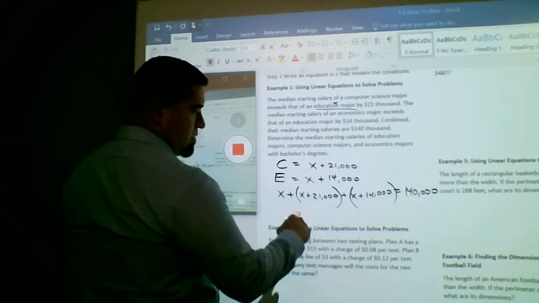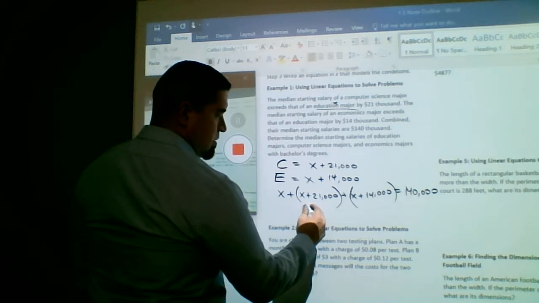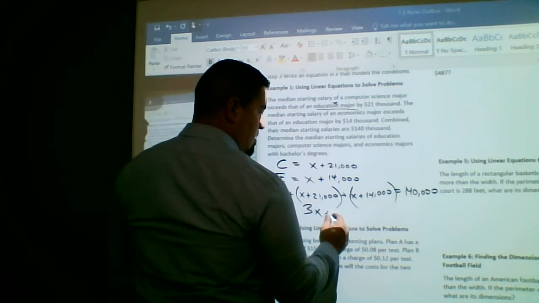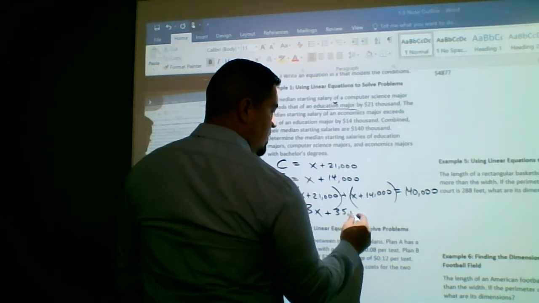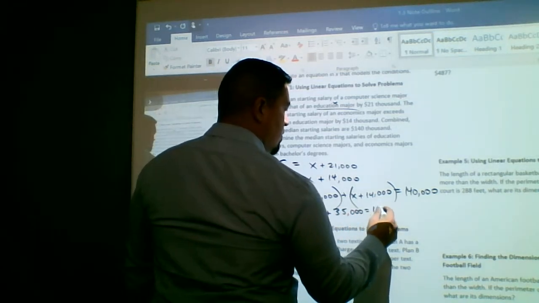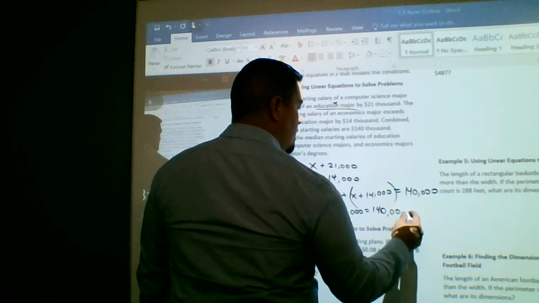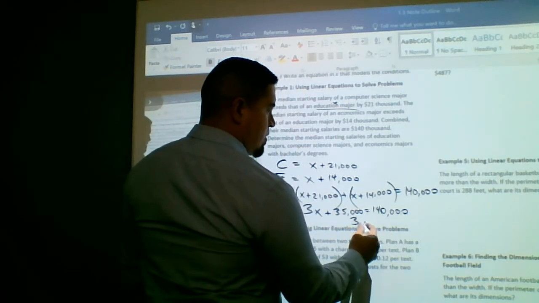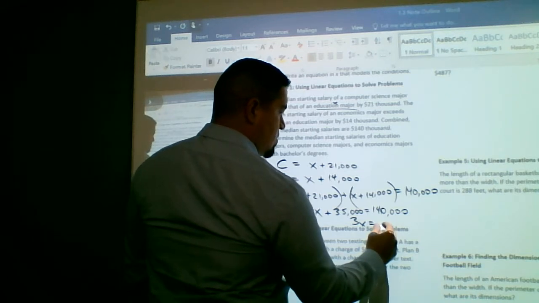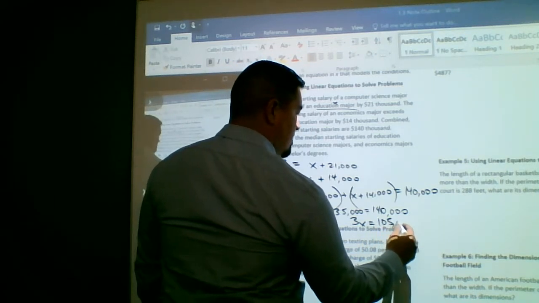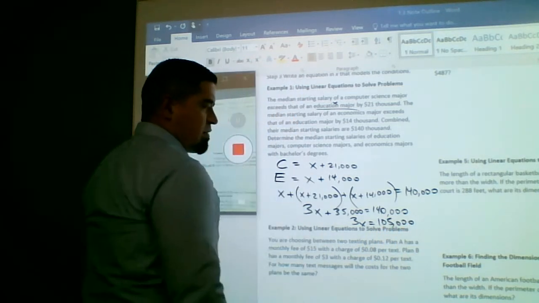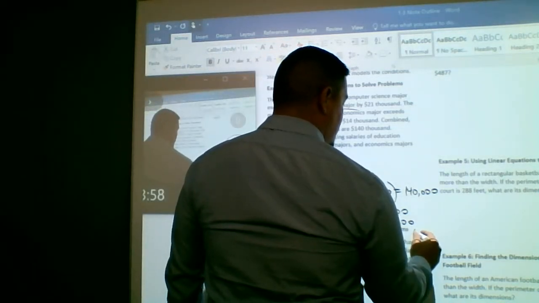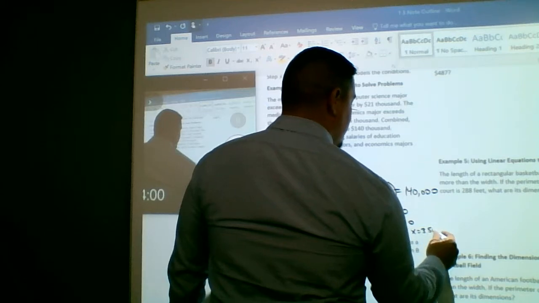So we're going to solve it. Combine all the x's: x plus x plus x is 3x. 21,000 plus 14,000 gives you 35,000, equals 140,000. Solve. Subtract 35,000, and you get 3x equals 105,000. Divide that by 3, and you end up with the education major getting 35,000.